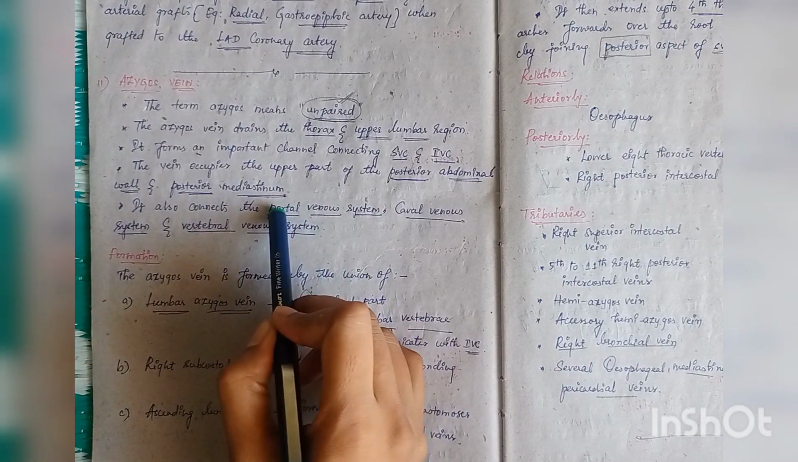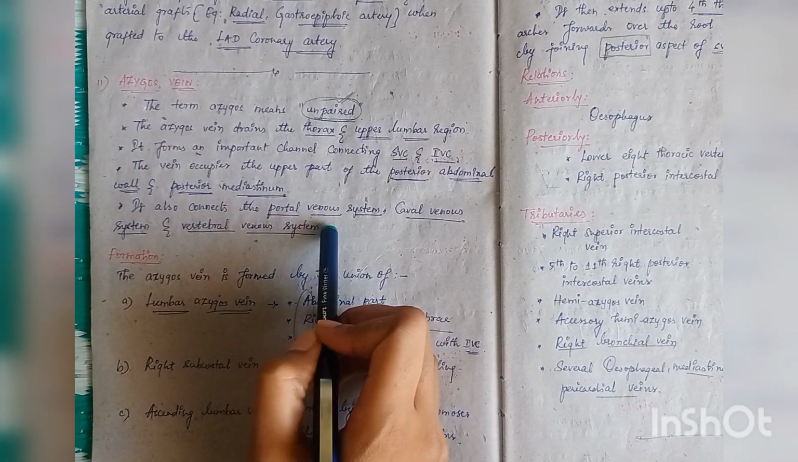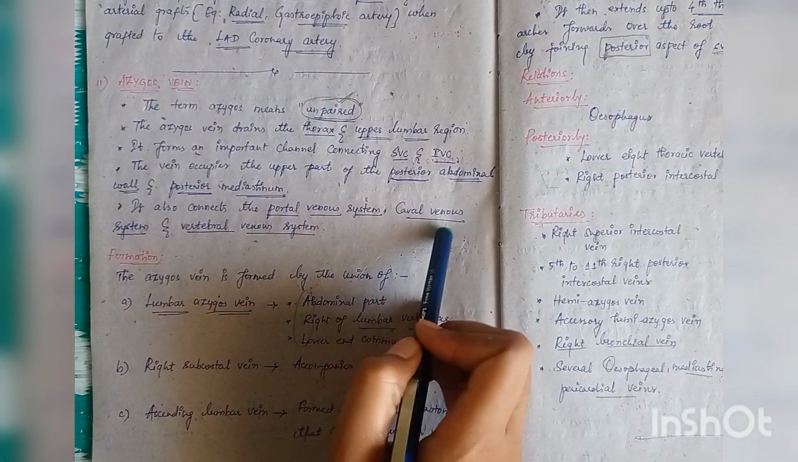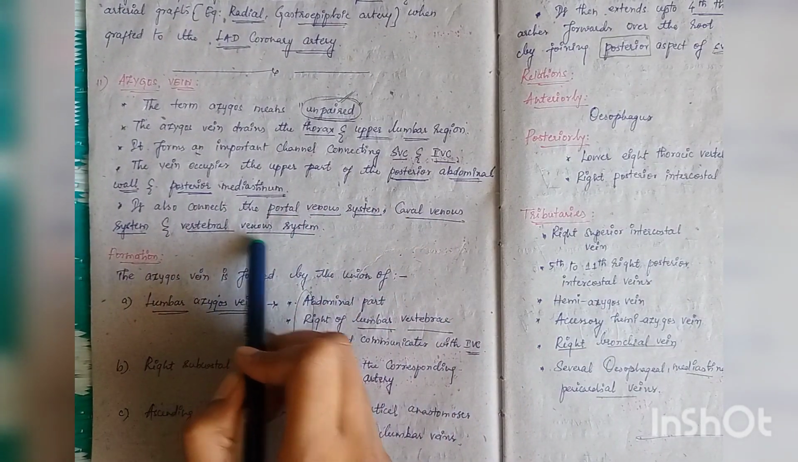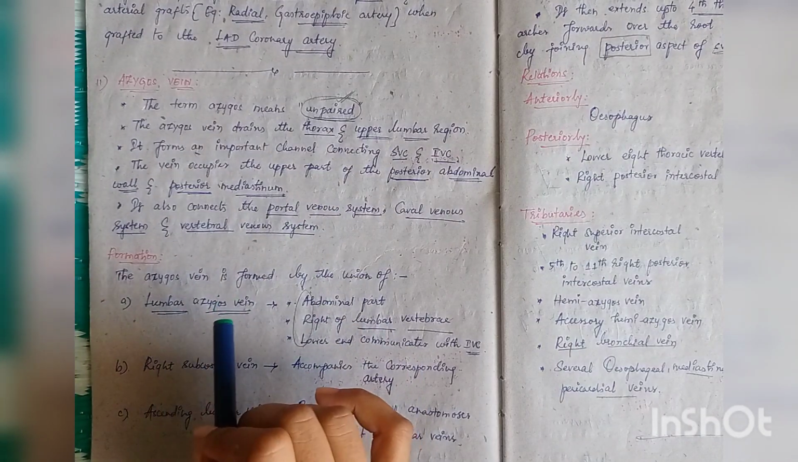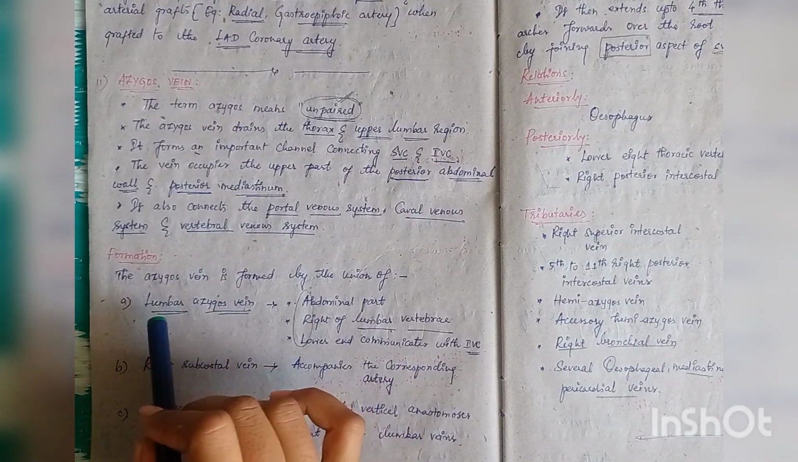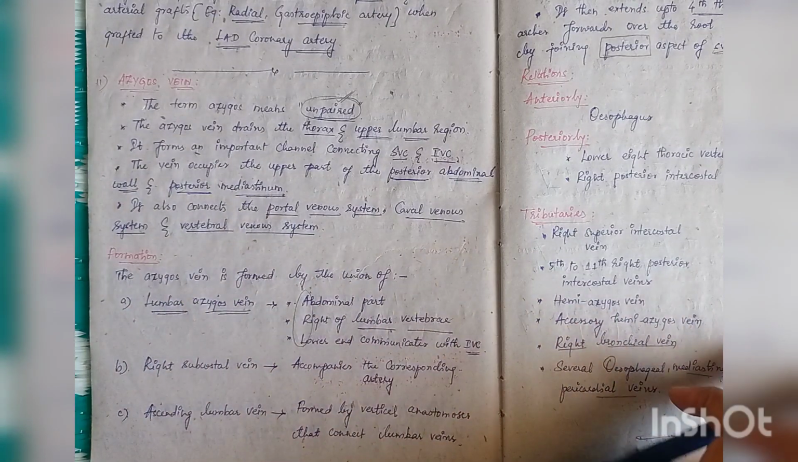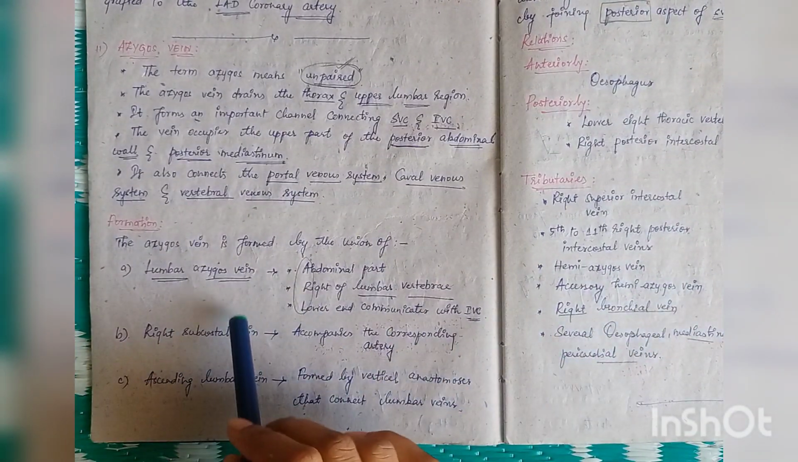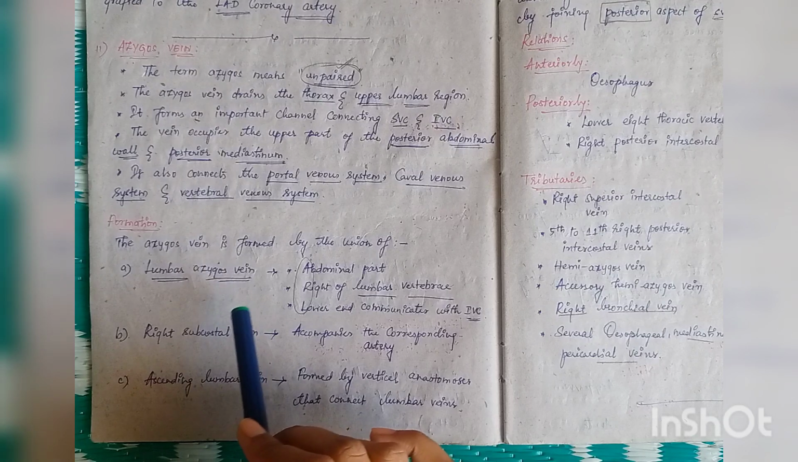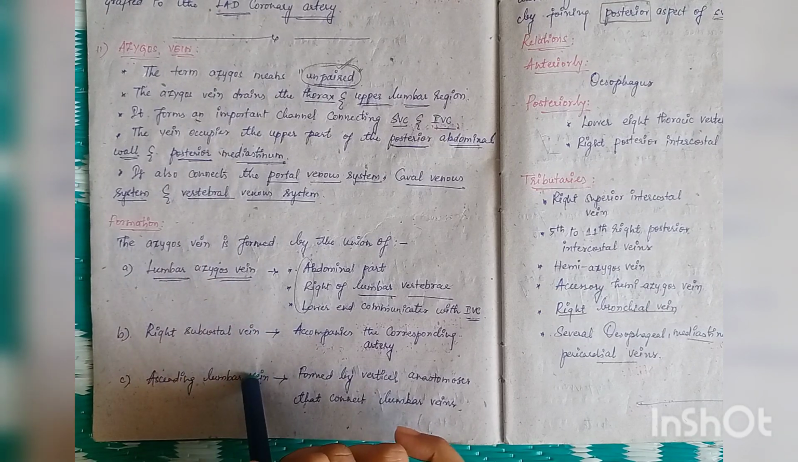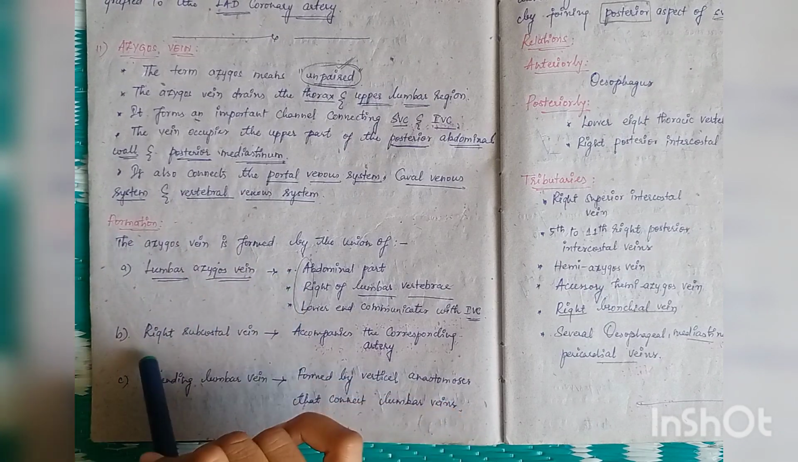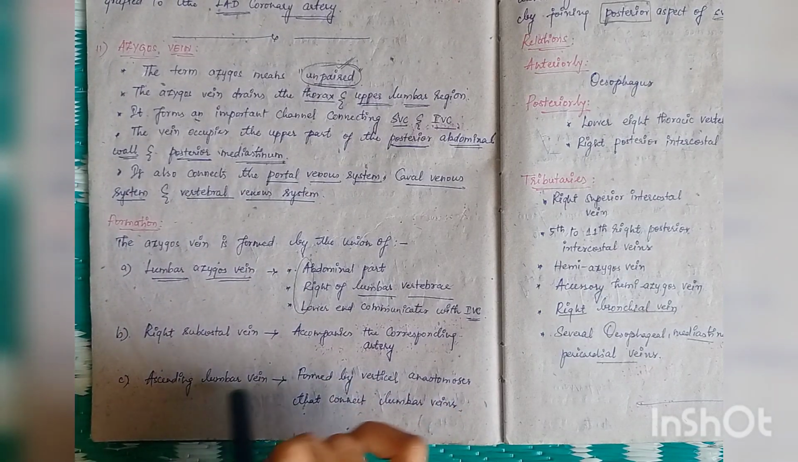Here is an important point. It connects several important venous systems. They are the portal venous system, caval venous system, and vertebral venous system. And how is this vein formed? This we already know. There are three important veins which contribute to the formation of this vein. They are the lumbar azygos vein, right subcostal vein, and ascending lumbar vein.